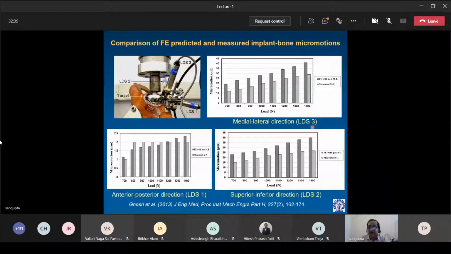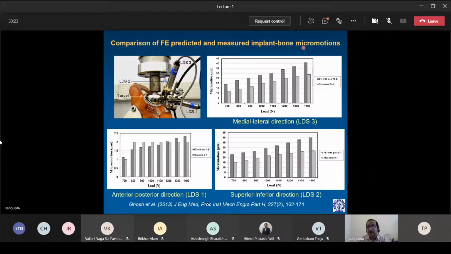If we are comparing the LDS measurements, linear displacement sensor, remember this is an uncemented prosthesis, uncemented acetabular implant. So it is press fitted within the acetabular cavity. And obviously, there would be some relative displacement between the implant and the bone, which can be measured using this LDS. So in biomechanics, we sometimes call implant bone relative displacement micromotions.